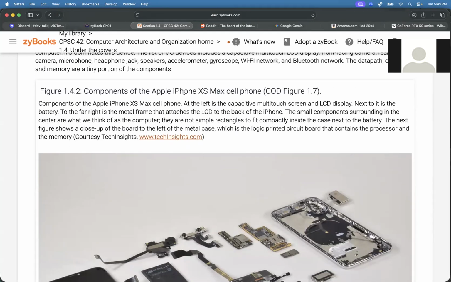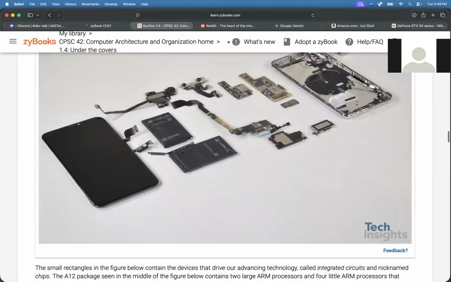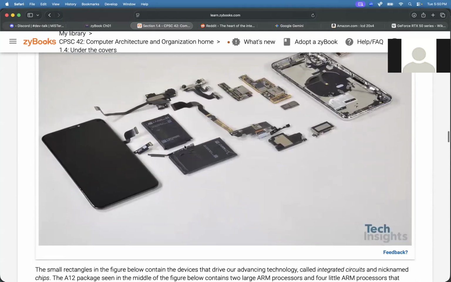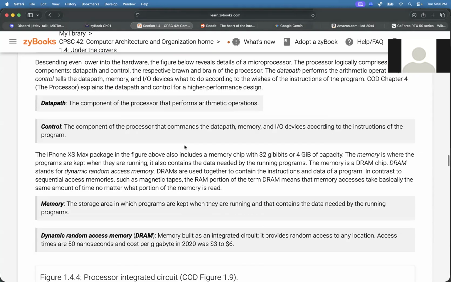Here's an iPhone XS. I guess that's probably like 10 years old now. I don't know, maybe more. Smartphone, cool. Pictures, all right.